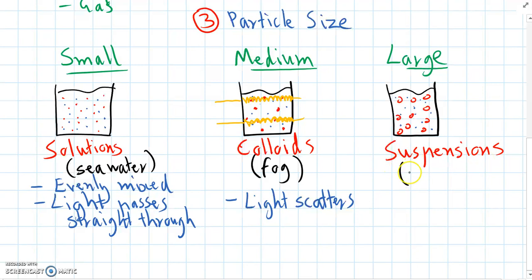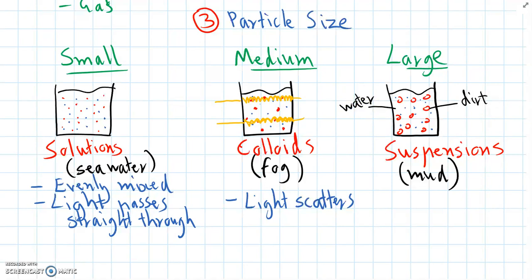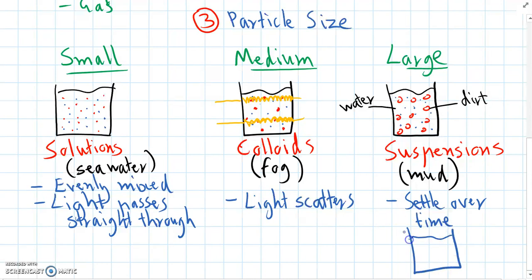So one example of a suspension would be mud, which has dirt particles, large-sized dirt particles mixed in with water. And the main property of suspensions is that they settle generally over time, which means all the particles, if you leave them, generally will fall to the bottom of the container that you put them in. They settle out over time.